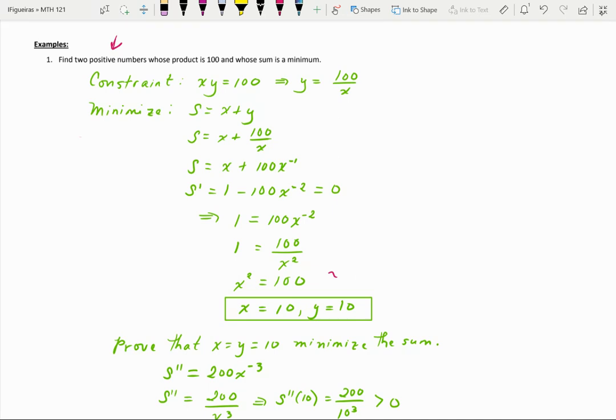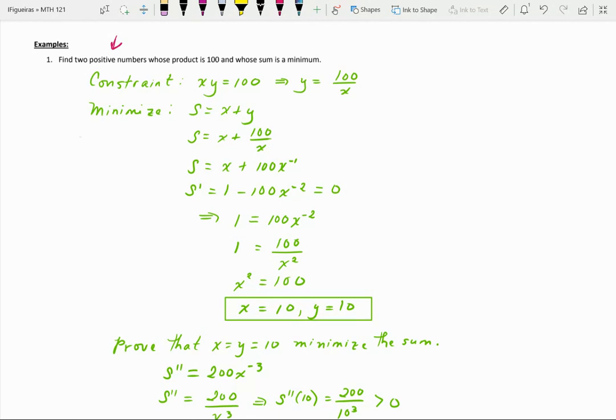And when x equals 10, you're going to want to know what the y value is. And so remember, we said up here that y equals 100 over x. So y is equal to 100 over 10, which is also 10. So we have our two positive numbers that we're looking for. But now we have to make sure that we prove that it is a minimum. And so we're going to use our second derivative in order to determine that. So remember, the second derivative tells you that a function is concave up when the second derivative is positive, and a function is concave down when the second derivative is negative.